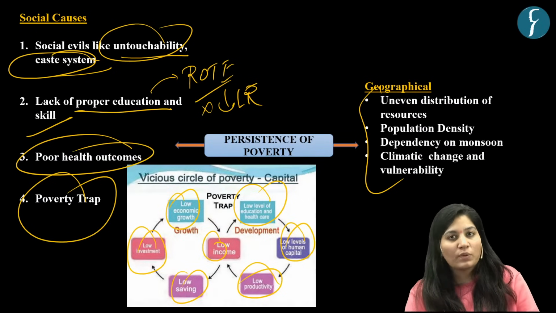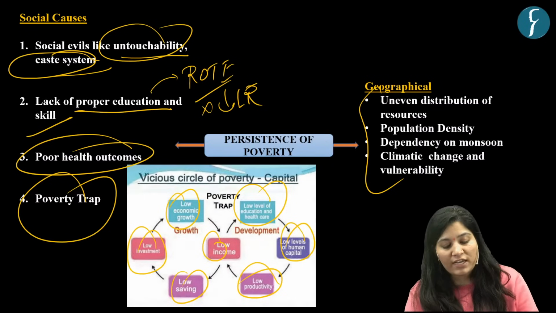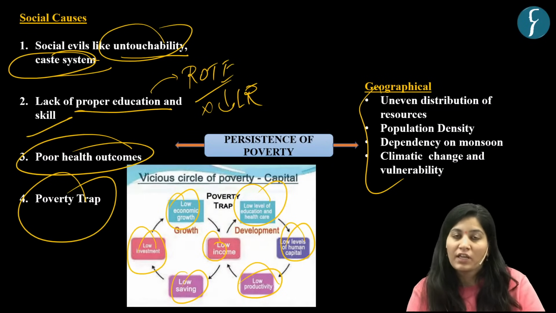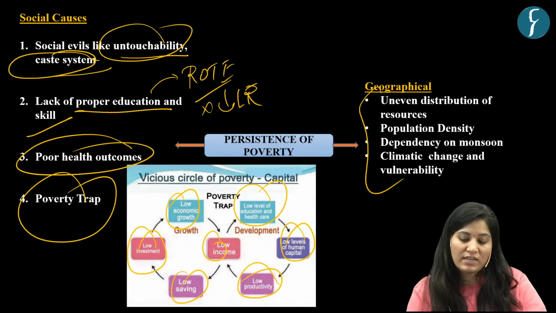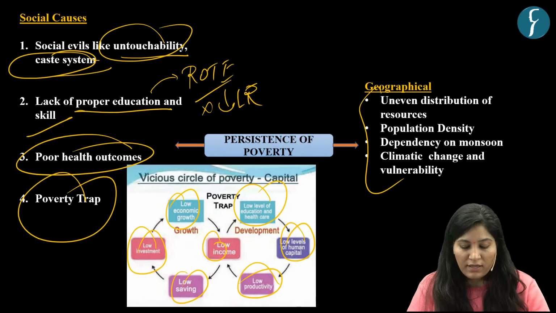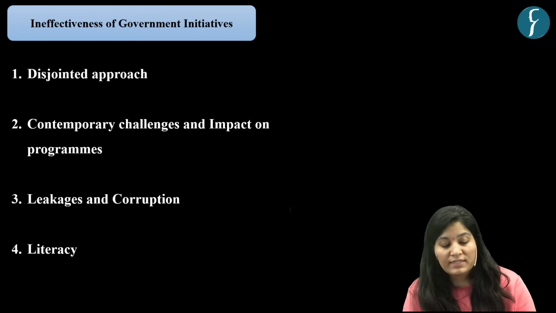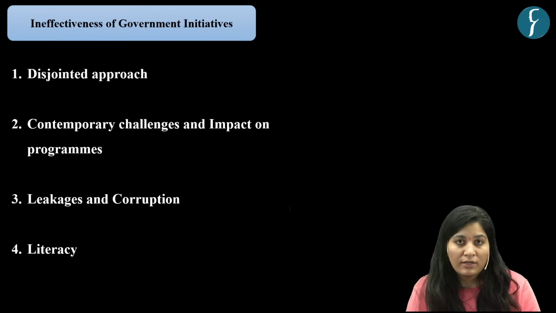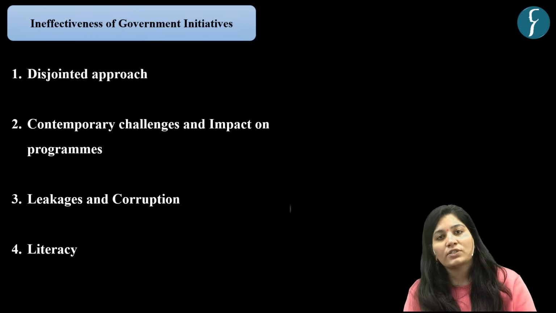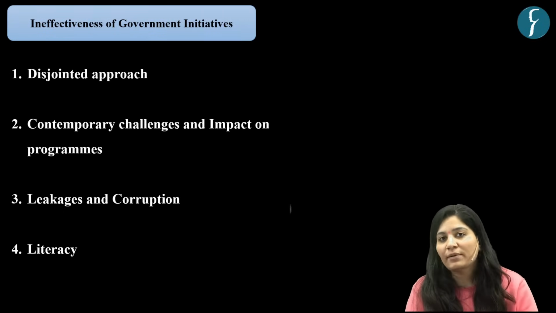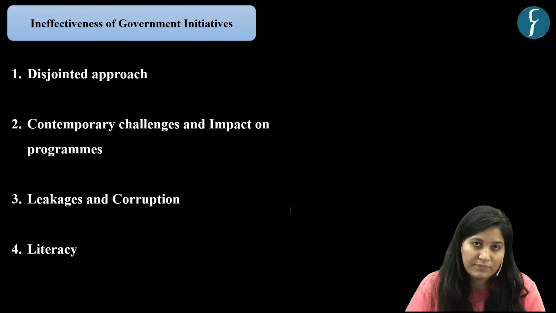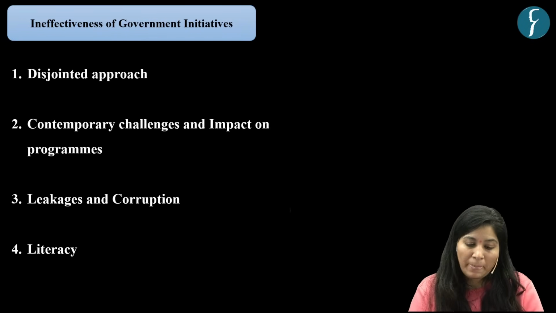So we have covered factors responsible for poverty under three broad headings: economic, social, and geographical. Now, these are the factors that led to poverty, but still the government is doing a lot. Now let's see those factors where the government couldn't achieve its set target. What are those factors? Okay.